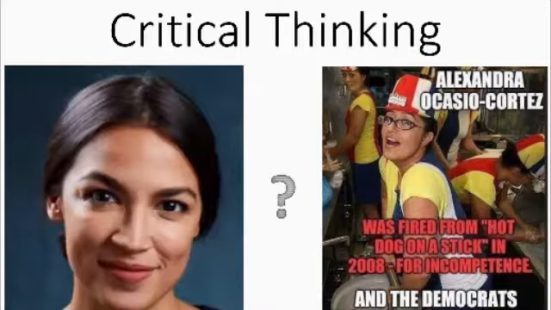Critical thinking also has to do with looking at any piece of information and being able to detach from your own biases long enough to ask, what are those pieces, and if I take the pieces apart, what do they tell me? Now notice that when we have biases, like if I don't like Alexandria Ocasio-Cortez, I am more likely to pay attention to and believe anything that substantiates what I already think about her. So I may look at this particular meme and be like, oh yeah, she got fired from hot dog on a stick, so clearly she's incompetent.